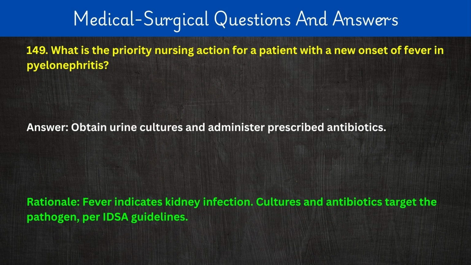149. What is the priority nursing action for a patient with a new onset of fever in pyelonephritis? Answer: obtain urine cultures and administer prescribed antibiotics. Rationale: fever indicates kidney infection. Cultures and antibiotics target the pathogen, per IDSA guidelines.